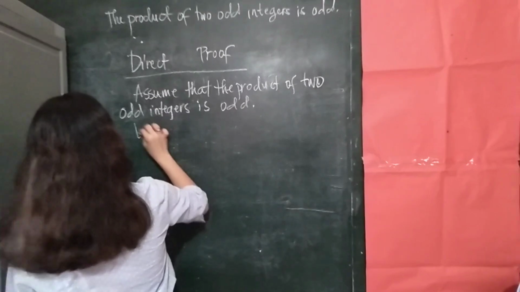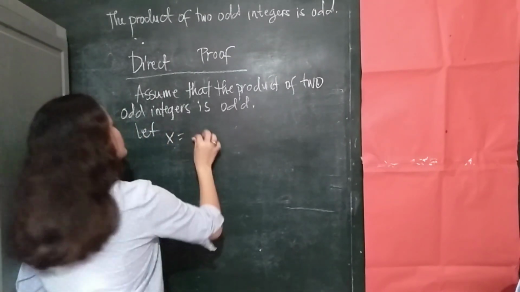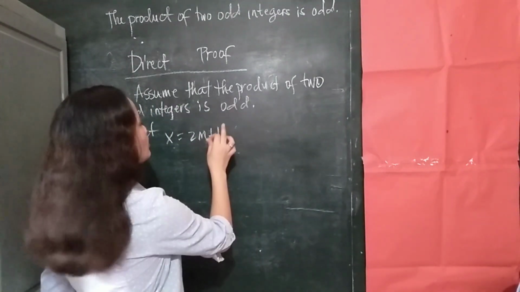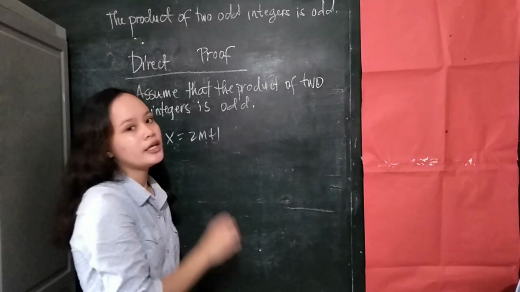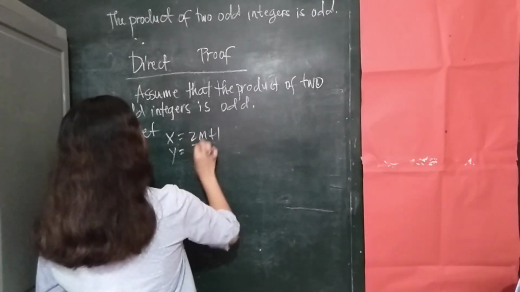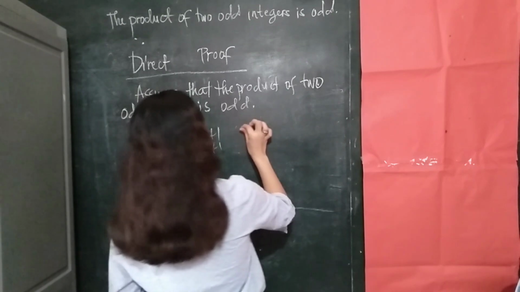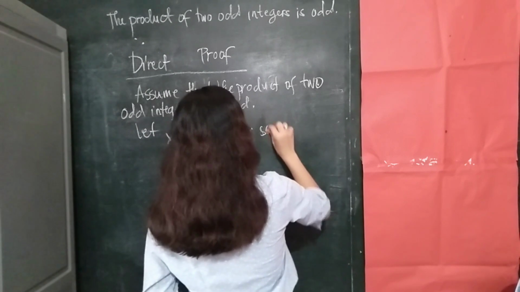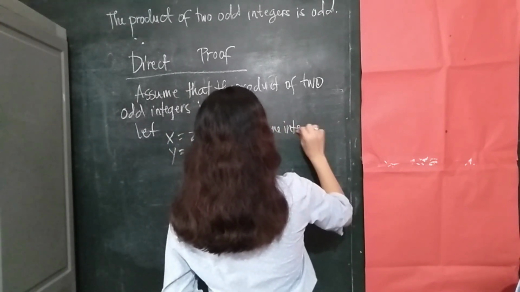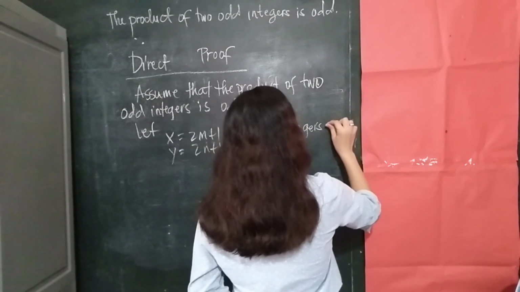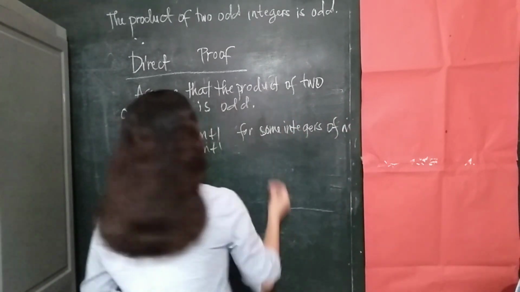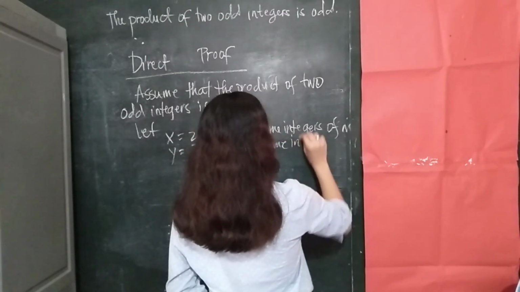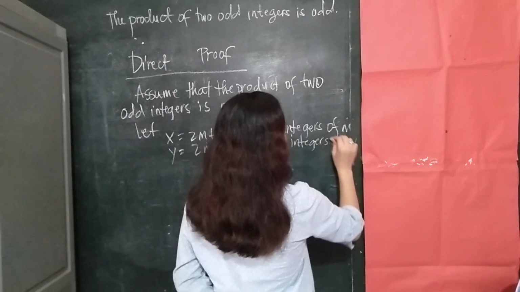Let x be equal to 2m plus 1. We added 1 to make it an odd integer. Y is equal to 2n plus 1, for some integers of m and for some integers of n.